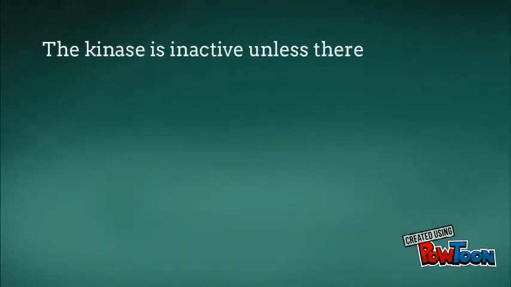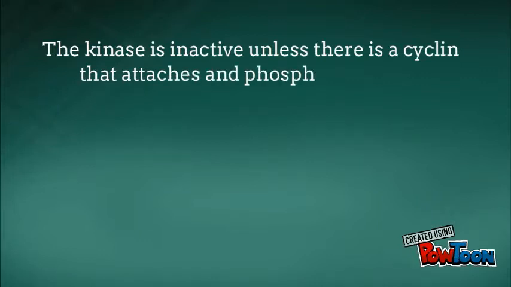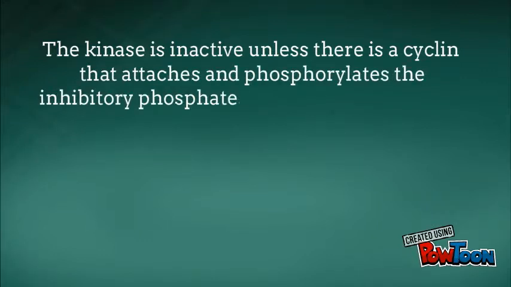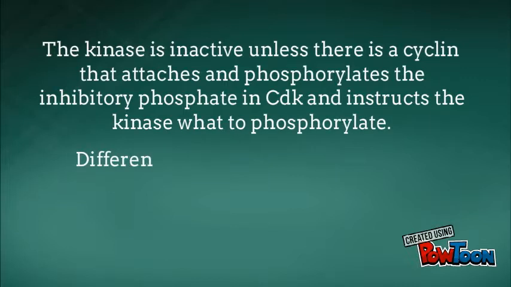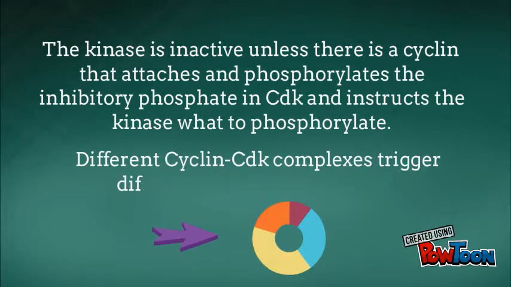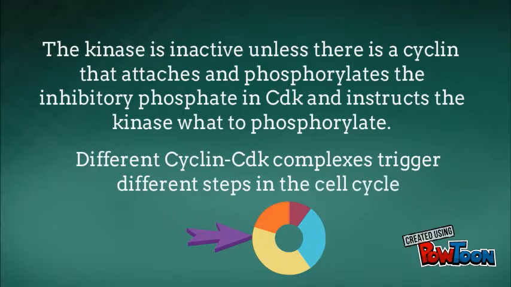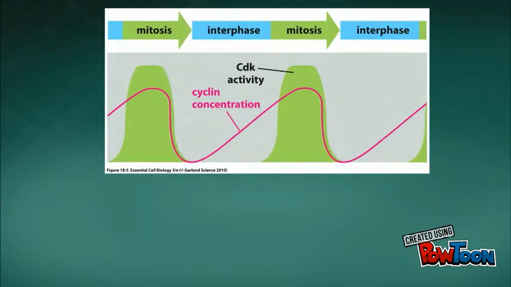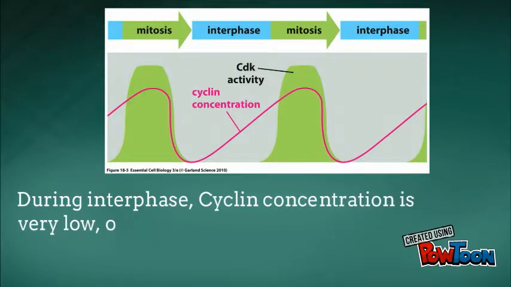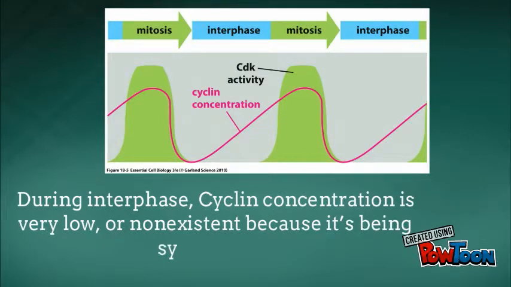The kinase is inactive unless there is a cyclin that attaches and phosphorylates the inhibitory phosphate. There are different cyclin CDK complexes that trigger different steps in the cell cycle. The cyclin concentration cycle is another step in determining what part of the cycle the cell is in. During interphase, cyclin concentration is very low due to synthesization. During mitosis, concentrations greatly increase, and after mitosis, the cyclin is degraded.